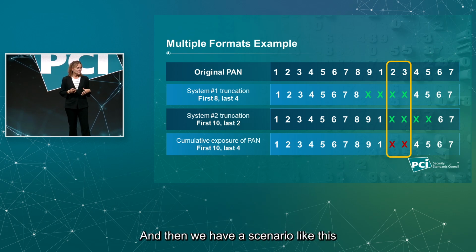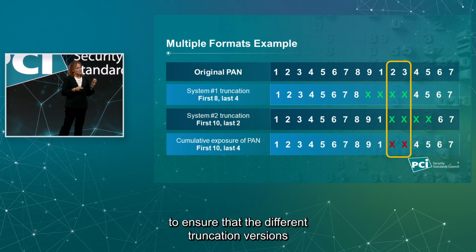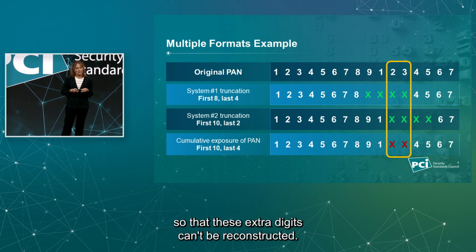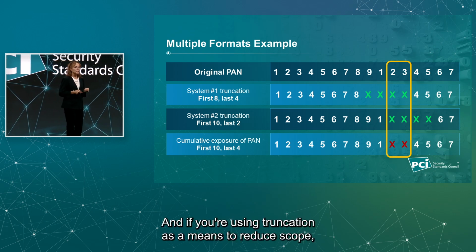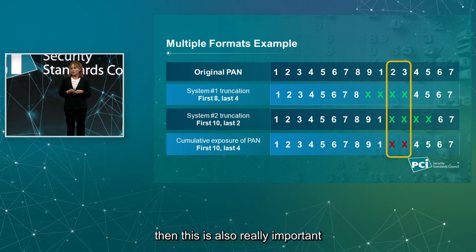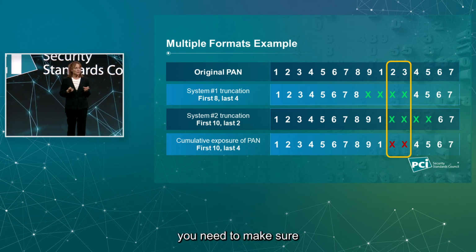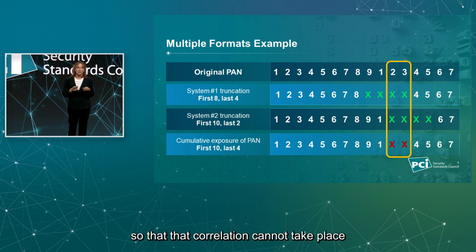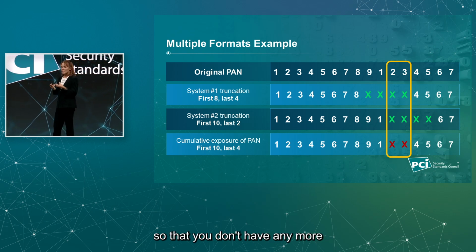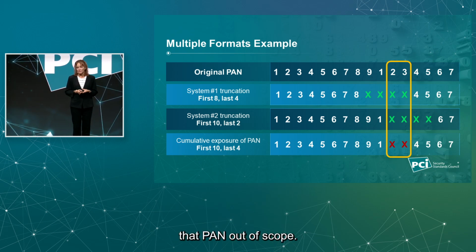of implementing those truncation formats, because the cumulative effect of that is basically undermining that security that was implemented. And then we have a scenario like this, and we do have this guidance in the FAQ as well. It's important that you have controls in place to ensure that the different truncation versions can't be correlated somehow, so that these extra digits can't be reconstructed. And if you're using truncation as a means to reduce scope of applicability of other PCI DSS requirements, then this is also really important, because if you have the potential for this correlation, you need to make sure that those controls are properly verified so that that correlation cannot take place and those extra digits can't be combined, so that you don't have any more than the maximum allowable number of digits in your environment. Otherwise, you can no longer consider that PAN out of scope.